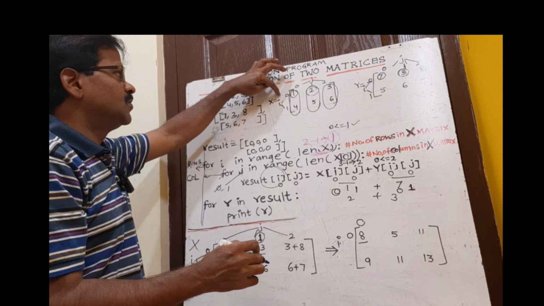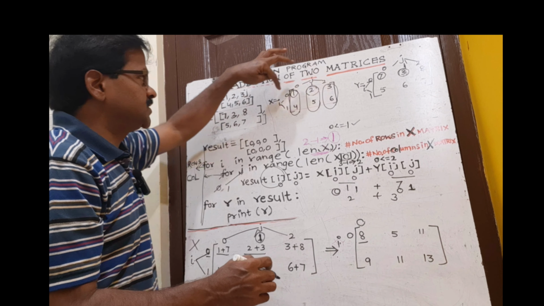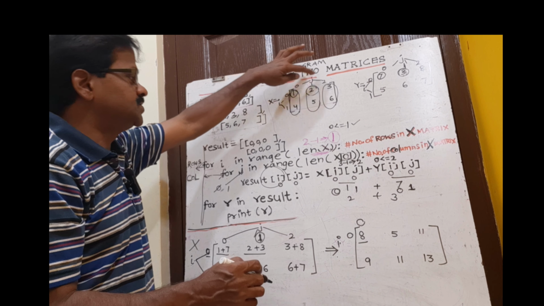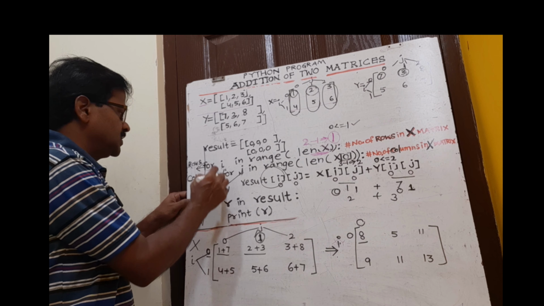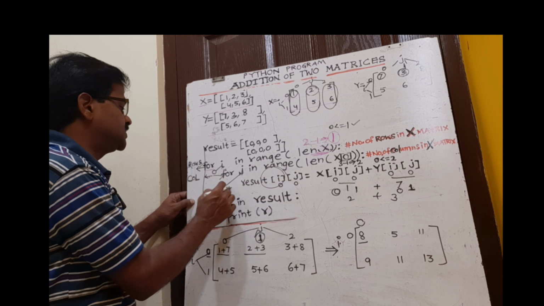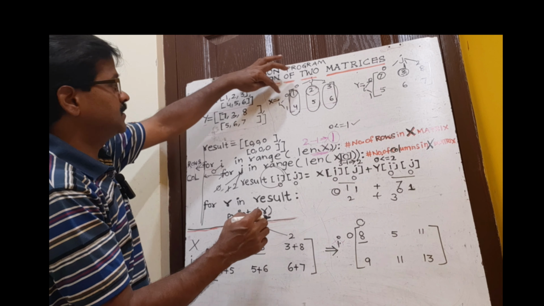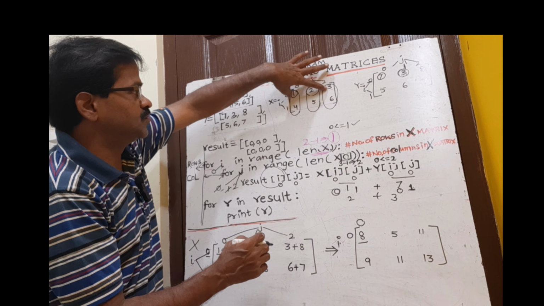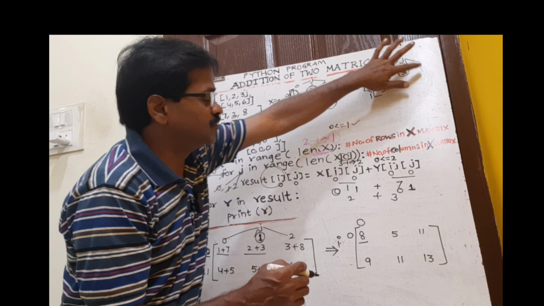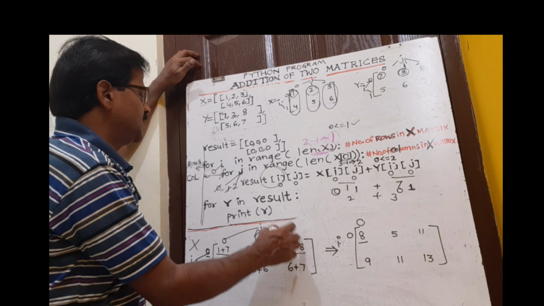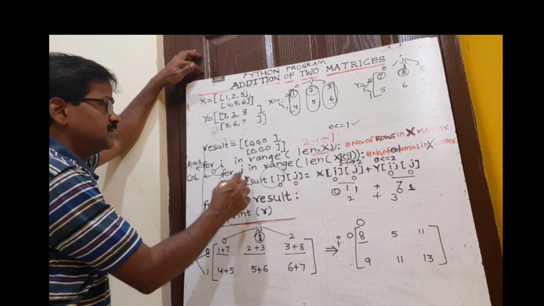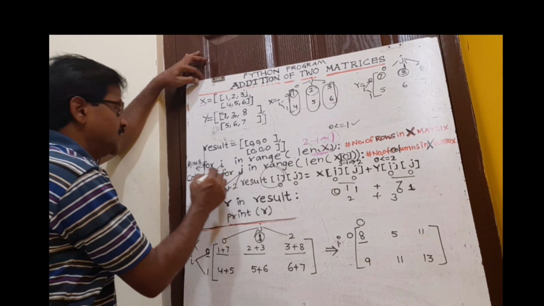Next i is 0 only, but the j loop will be 2. Here i is 0, j is 2. That is 3 plus 8. Next, after that, j will be 3. 3 less than or equal to 2, condition false. Now i will become 1.